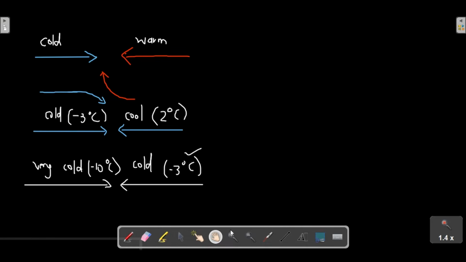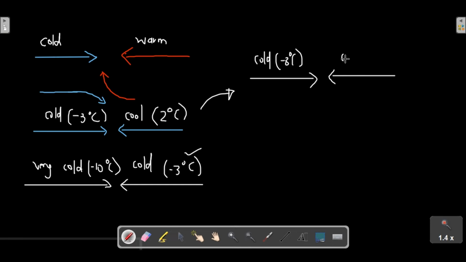The same concept, guys, we apply the same concept. So let's take this instance for an example. You have a cold MS, which is -3 degrees Celsius, and it's meeting up with a slightly warmer one, but rather we use the word cool. So it's, as I said, 2 degrees Celsius. It's a relative term, really. And as you can see, the cool MS is slightly warmer than the cold MS.